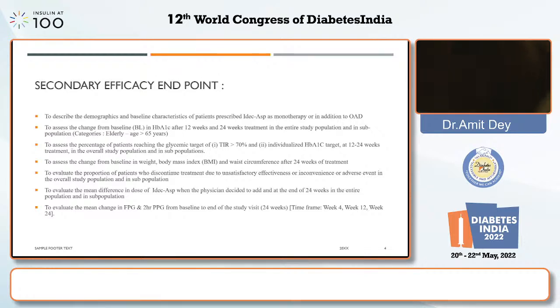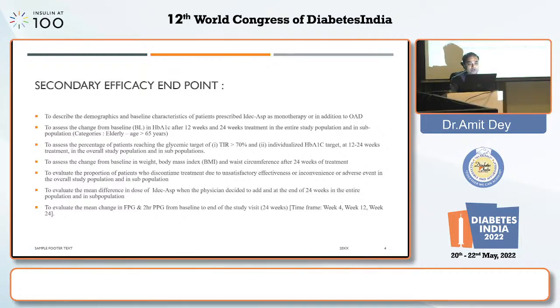This is something that can come out of a real world study: we are going to assess the proportion of patients who discontinue their treatment due to unsatisfactory effectiveness or inconvenience or adverse events in the overall study population as well as in the subpopulation. We are also going to evaluate the mean difference in the dose of IDegAsp when the physician decided to add it, and at the end of 24 weeks in the entire population as well as in the subpopulation. So you start your patient on some dose and then you up titrate, down titrate. So we're going to see the change in the dosing that has happened.